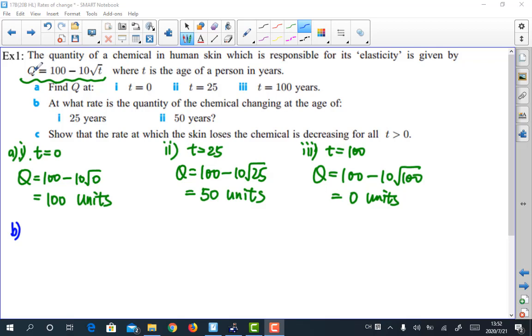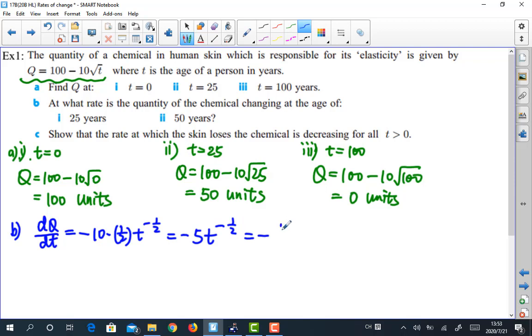Find the rate of change in the quantity of the chemical. So we need to find the first derivative of this function. So dq over dt equals the differentiation of 100, which is 0. The differentiation of negative 10 square root of t: this should be turned into t to the power 1/2. So negative 10 times 1/2 t to the power of negative 1/2, which gives negative 5 t to the power of negative 1/2, which is the same as negative 5 over square root of t.